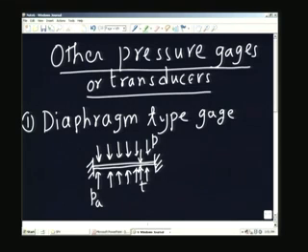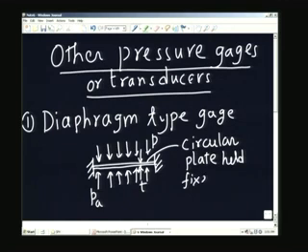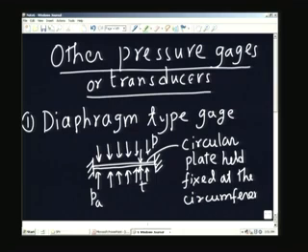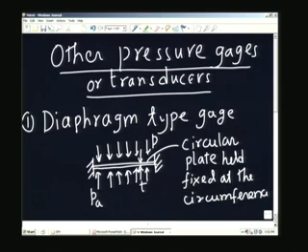Okay. So, I have a circular plate or a diaphragm held fixed at the circumference. At the periphery it is held fixed, and now I am applying the uniform pressure on the one side and the atmospheric pressure, of course, which is uniform on the other side. So, the diaphragm is going to undergo, if the P is greater than P A, a displacement like this. It is going to undergo a change in shape. It is going to open out like this.